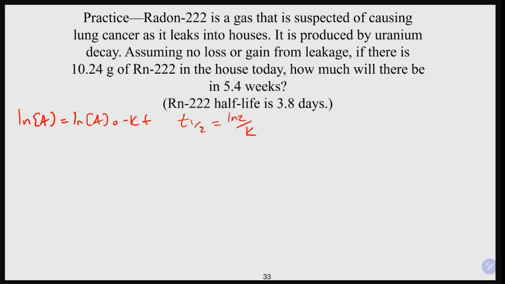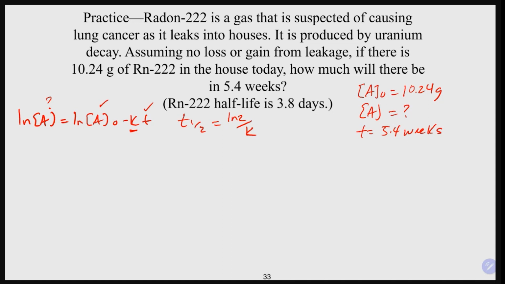We're going to run into the same situation as on the previous one. We have enough information, but we're still missing our decay constant. We do have our initial concentration of 10.24 grams. We are looking for how much will be there when it's all said and done. In this case, our time is 5.4 weeks. Once again, we are missing our decay constant, so that is where the half-life is going to come into play.